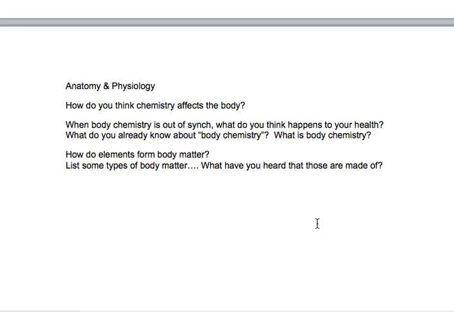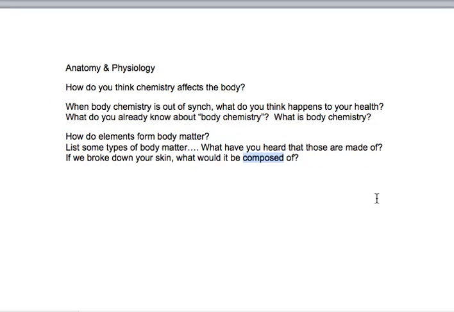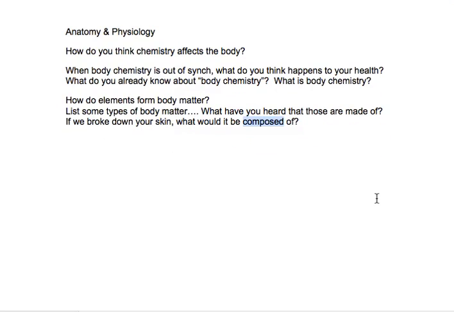Your skin. If we broke down your skin, what would it be composed of? Now, if you have students who are maybe freshmen or younger, this word composed might be a little bit too complex for them, so I would use simpler language. It's not dumbing it down, it's just making it easy for them to start brainstorming.